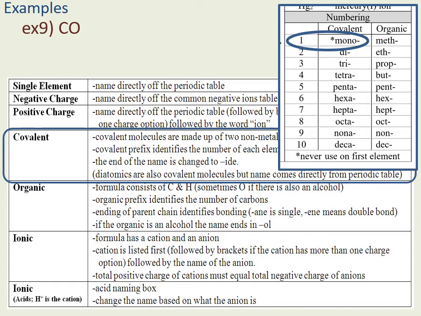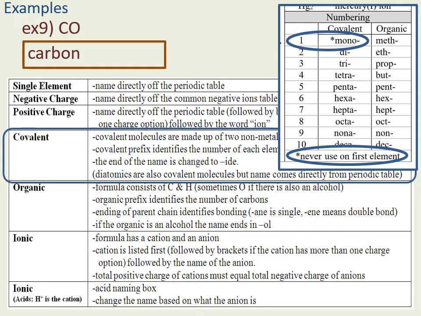Now remember, there's an asterisk there because mono is never used on the first element. So since I have a single carbon, I would not call it monocarbon because mono is never used on the first. So I just write carbon. Mono can be used on the second. And remember, we always change the end of the name to ide. So it isn't monoxygen, it's monoxide. So CO is carbon monoxide.